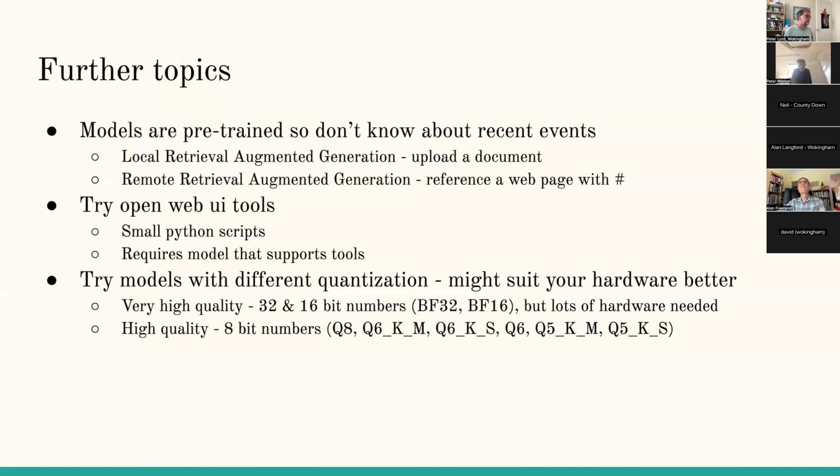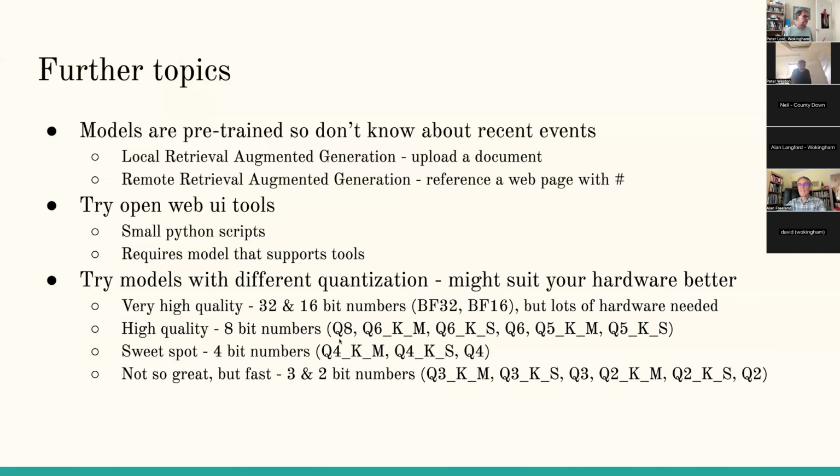to run those models. We can have 8-bit and 6-bit quantization levels. 4-bit seems to be about the sweet spot for running on desktops. So to start with, you probably want to download models that have Q4 in the file name. And we can actually run 3, 2, even 1-bit numbers as well, which is really fast, but going to be less accurate, less reliable.